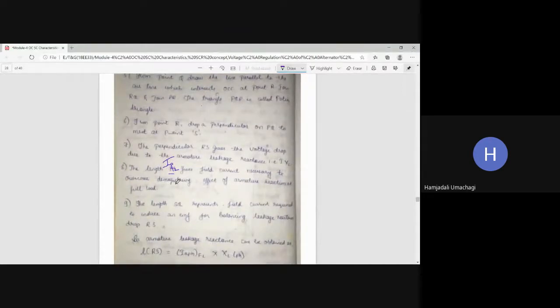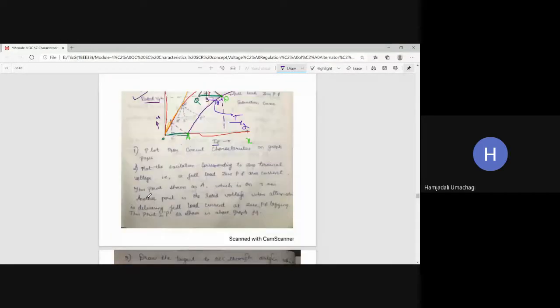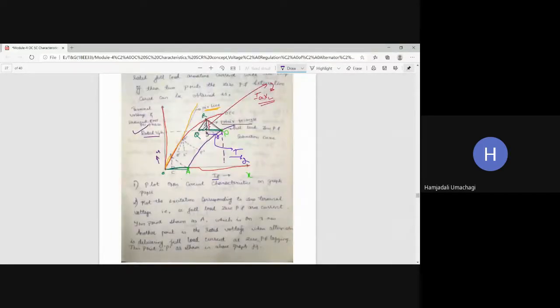The length PS gives the field current necessary to overcome the armature demagnetizing effect. The field current required to overcome the demagnetizing effect is nothing but IF2. Then the length SQ represents the field current required to induce an EMF for balancing the leakage reactance drop across RS. So now there is another part of the triangle. What is that? Length RS.